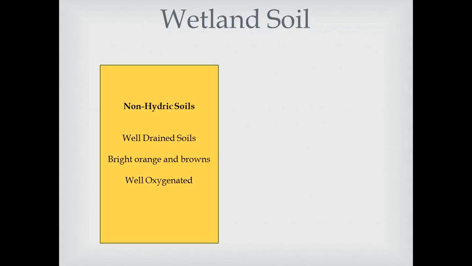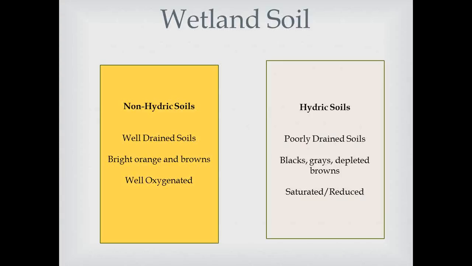Wetland soils on the ground, I think the easiest way to differentiate is looking at the colors. So non-hydric soils are well drained, they're bright orange and brown, and they're well oxygenated, meaning there's lots of porous soil that can have iron that's oxidized, and that's why you get the orange color.